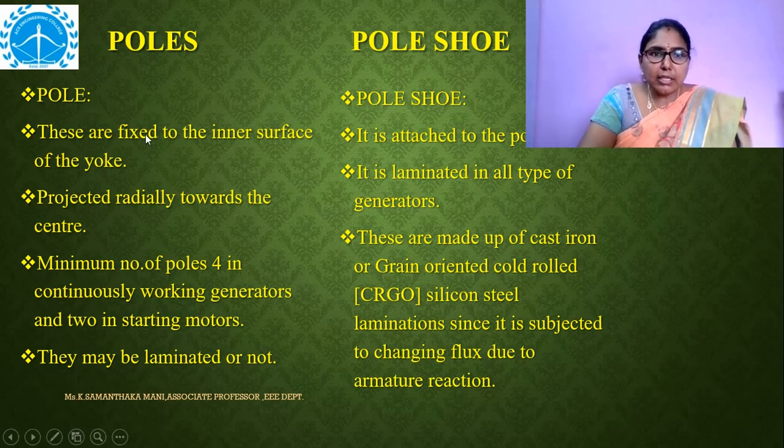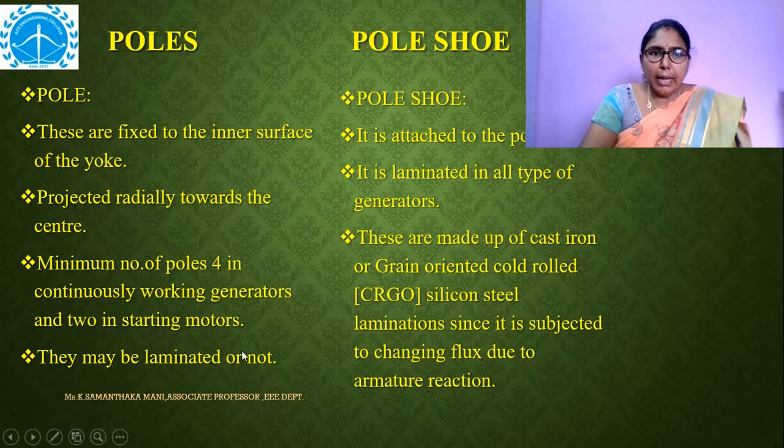So poles are fixed to the inner surface of the yoke and projected radially towards the center. The minimum number of poles is 4 in the case of continuously working generators, and sometimes for starting motors only 2 poles will be enough. So if you want to increase the capacity of the DC generators, based on your requirement, a pair of poles can be added. Generally there will be 4 poles.